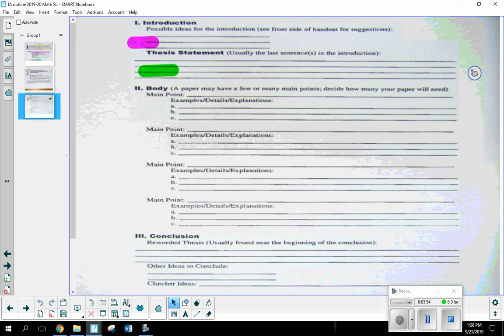And then you'll put your thesis statement right here. So I would like to see what your working thesis statement is. Now, when I was back in your position in high school, I was always taught to put the thesis statement at the very beginning as my topic sentence, and then go past that.